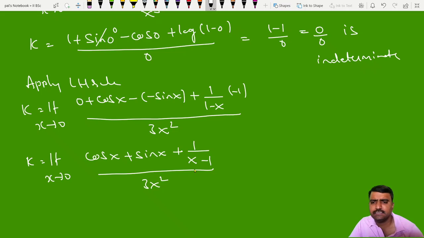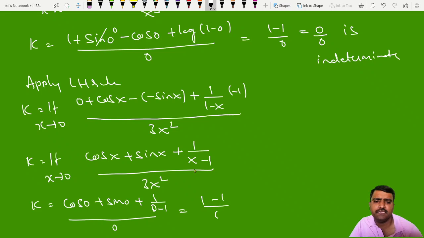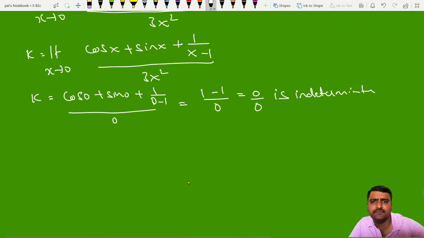Apply the limit to this. K is equal to cos 0 plus sin 0 plus 1 by 0 minus 1, divided by 0, which is equal to cos 0 is 1, minus 1 by 0. This is equal to 0 by 0, which is indeterminate. So once again it takes the indeterminate form. Now again you apply L'Hospital rule.